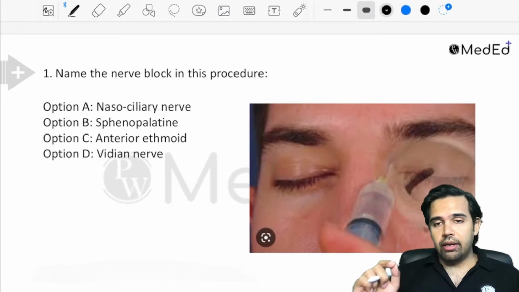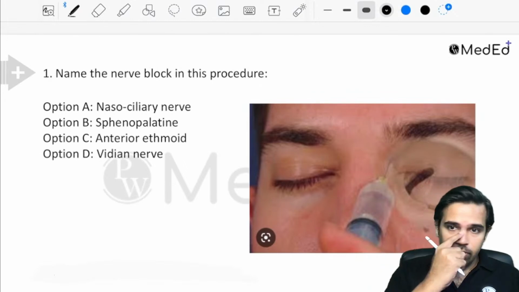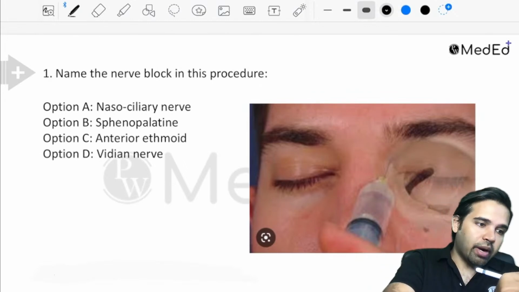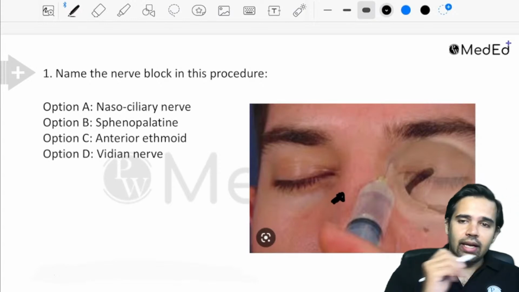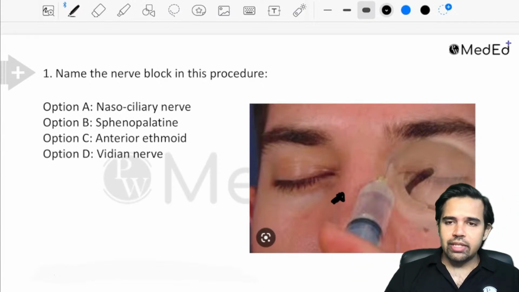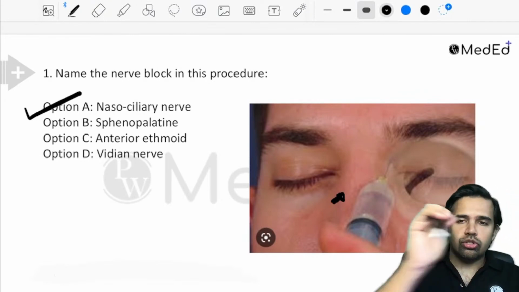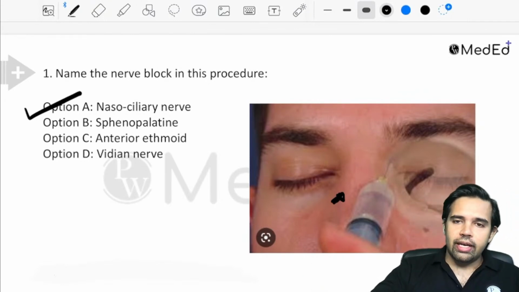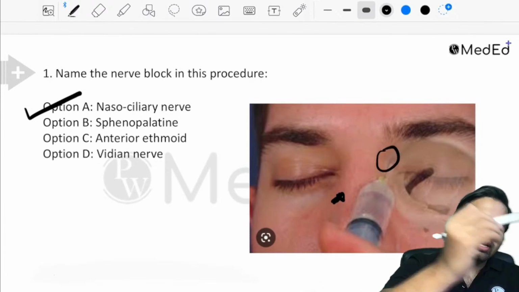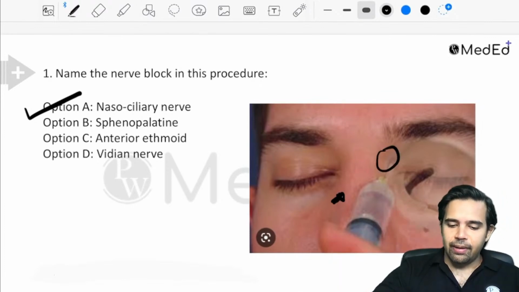Anterior ethmoidal nerve block is usually given here on the dorsum of the nose, at this part where you would give it, and that is usually done to numb the septum, and sometimes useful for septal surgeries. So here the correct option will be option A, nasociliary nerve block in this procedure, going by the location here. The nerve is there.